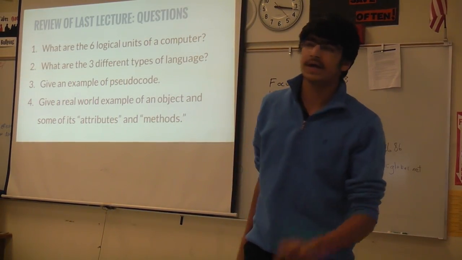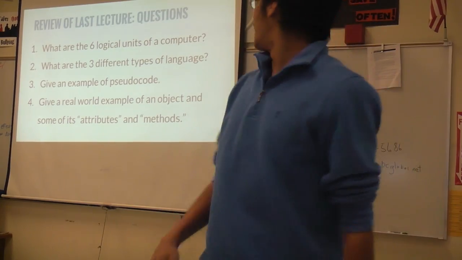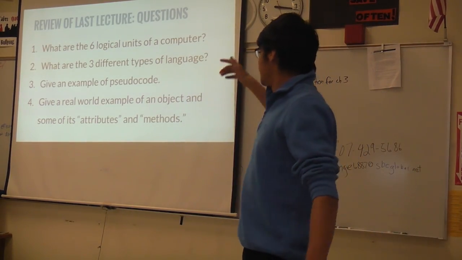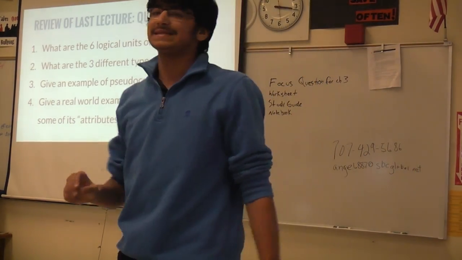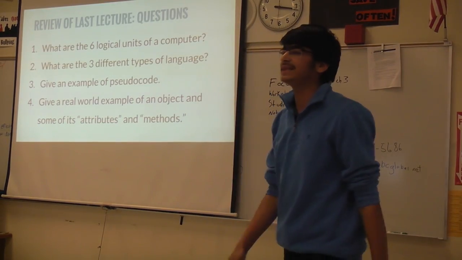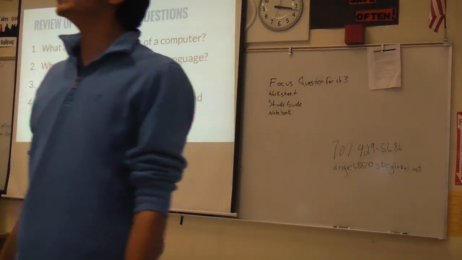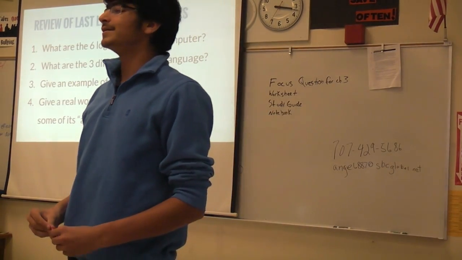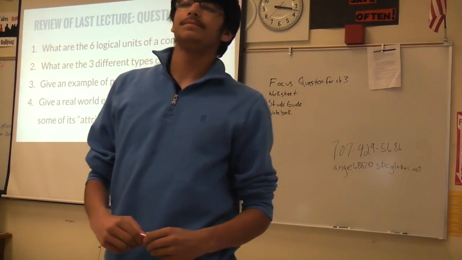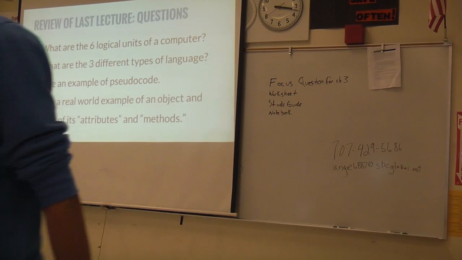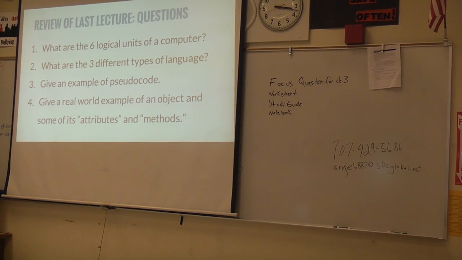And then the last question is, give a real world example of an object and some of its attributes and methods. Anybody? Anybody new? Alright, yeah. Could be an object, some of its attributes is yellow, green, and method.